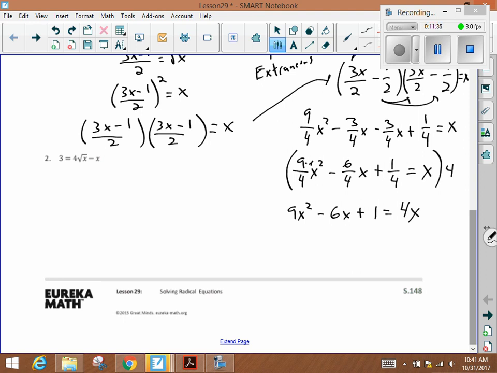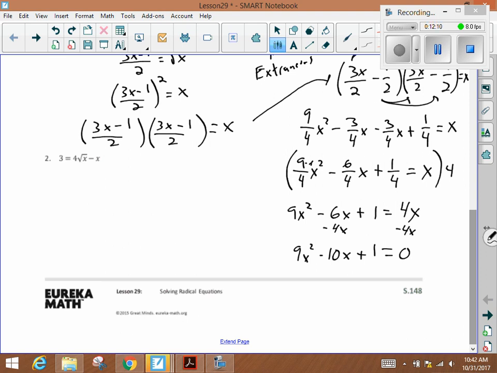Yeah, I'll subtract 4x from both sides. So we end up with 9x squared minus 10x plus 1 is equal to nothing. It's all equal to nothing. Because it's not even good. Alright, well, is it factorable?